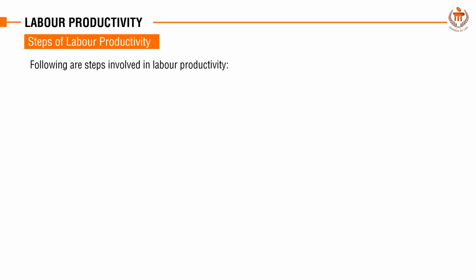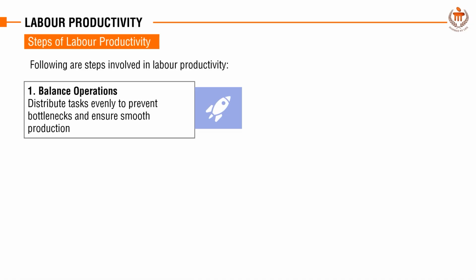Now, let's transition to the steps involved in enhancing labor productivity, which are crucial for optimizing efficiency and output in production operations. Here are the key steps. Number one, balancing operations in assembly line. This involves distributing tasks evenly among workers to prevent bottlenecks and ensure a smooth flow of production.